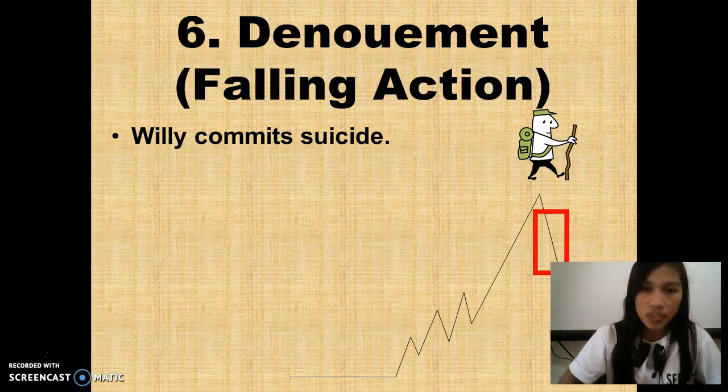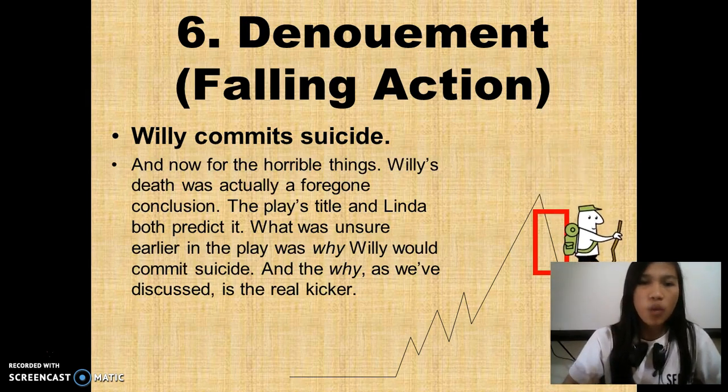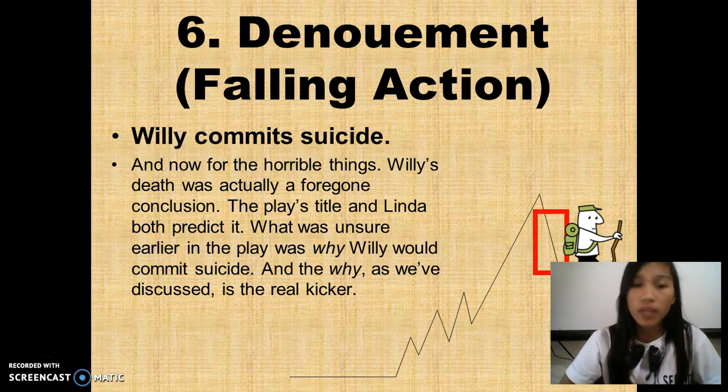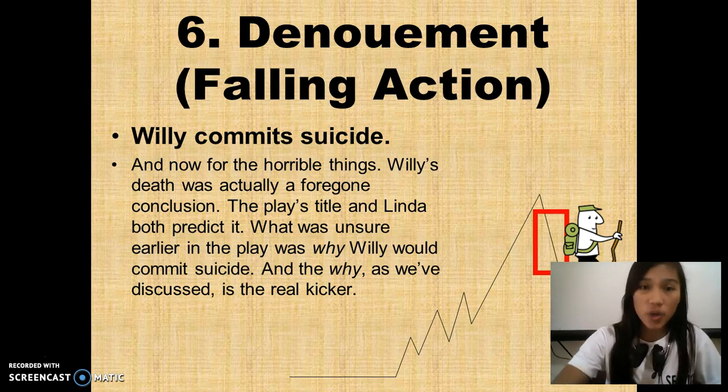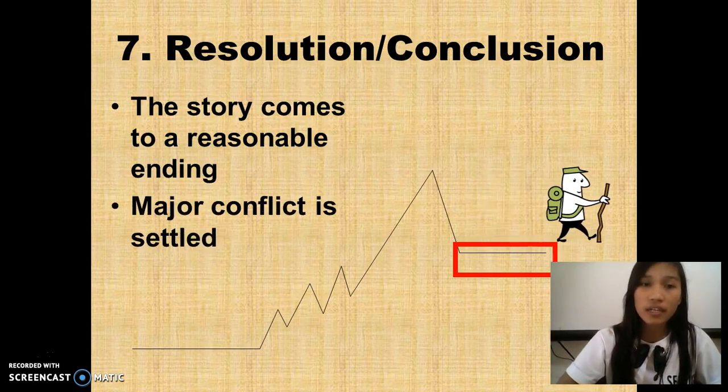Willie commits suicide. And now for the horrible things. Willie's death was actually a foregone conclusion. The play's title and Linda both predict it. What was unsure earlier in the play was why Willie would commit suicide, and the why, as we have discussed, is the real kicker. The resolution or the conclusion.